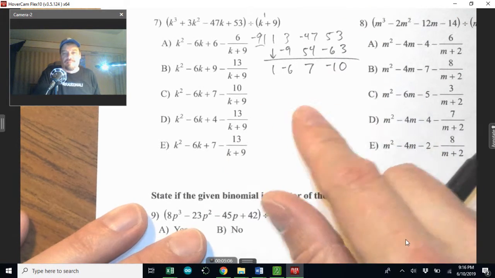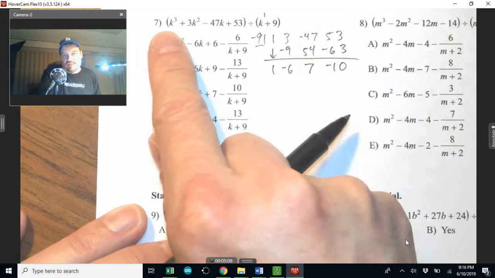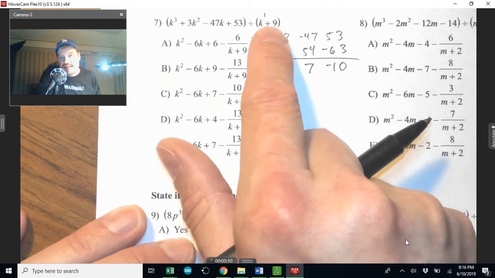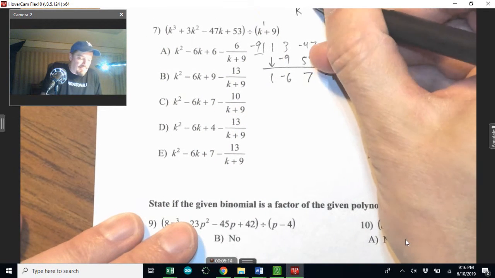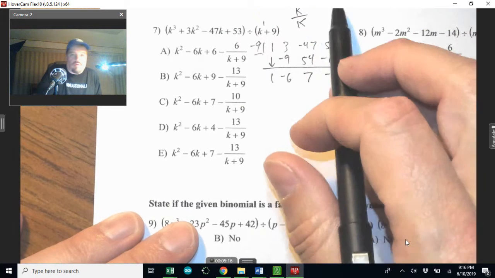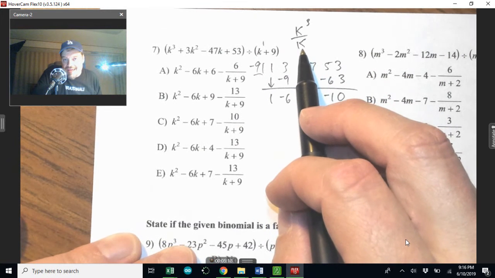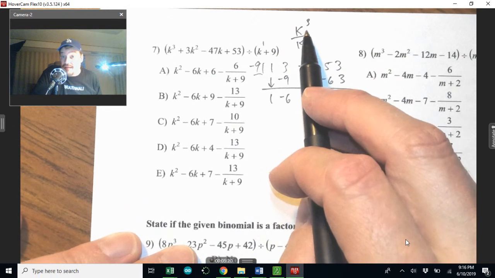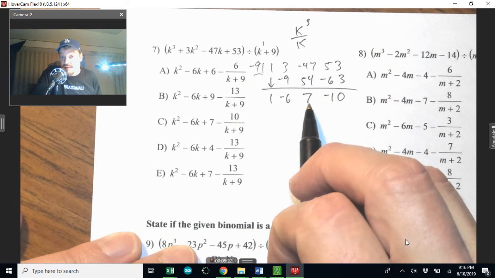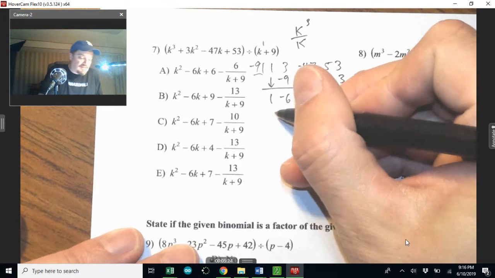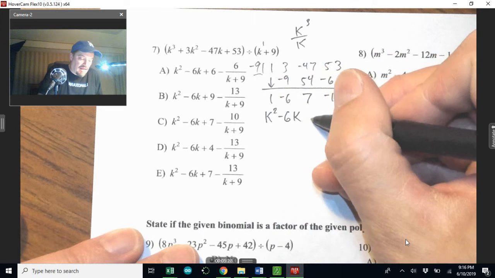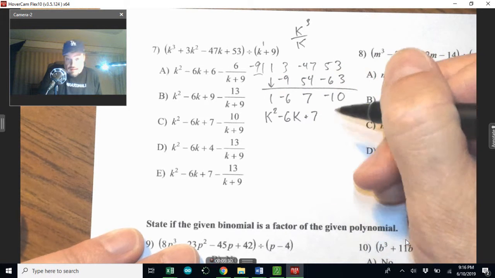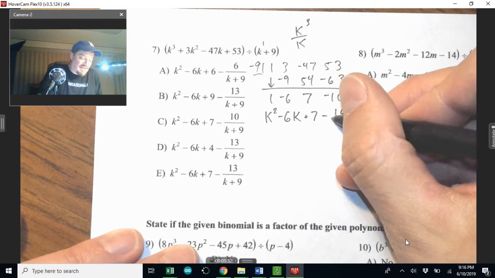So what does this mean? It means that when I took this cubic and I divided by a linear binomial, I had a k to the third being divided by a k. So the result would be a k to the second. And that's exactly what this is. All right? This is a 1k to the second minus a 6k plus a 7 nothing and then a minus 10 remainder.